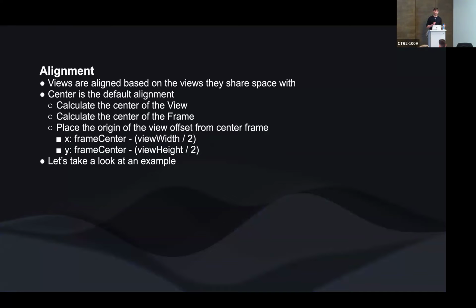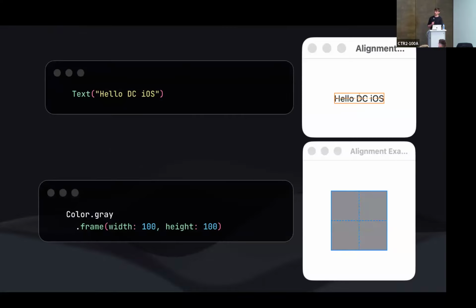Views in SwiftUI are aligned based on the views they share space with, and that determines how our views are laid out on the screen. Center is the default alignment for most SwiftUI views. To calculate center alignment, we calculate the center of the view, and then we calculate the center of the frame that view is in. Then we place the center of that view at the center of the frame. I've included a very simple equation to calculate the X and Y coordinates here. Let's take a look at an example of doing this.